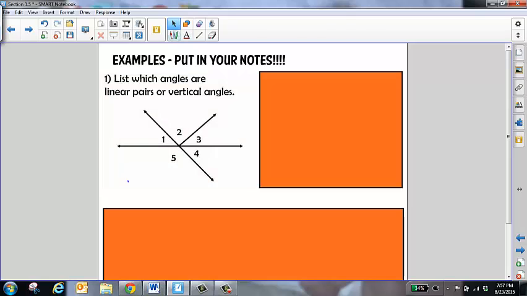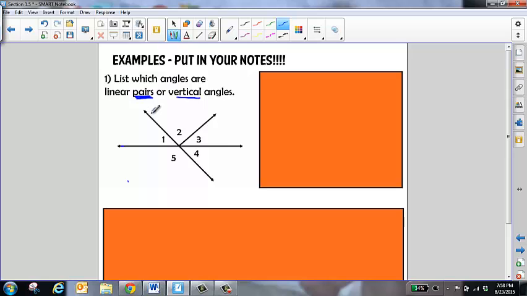here is our first problem. And it says list which angles are linear pairs or vertical angles. Now we know that linear pairs and vertical angles are just made up of 2 angles, not 3. Okay? A lot of times what people will say for this problem is they'll look at this line here and they'll say that, oh, angles 1, 2, and 3 are linear because all together they form a straight line, but a pair just means two. So 1, 2, and 3 cannot be a linear pair because it's three angles and not two.